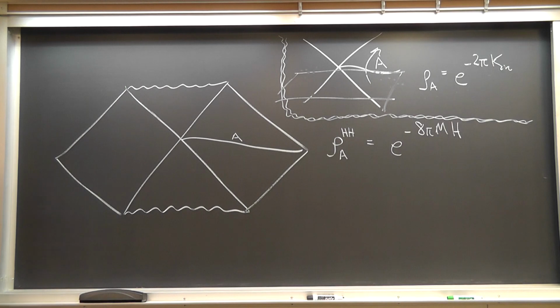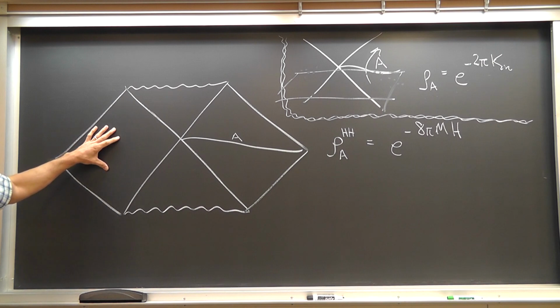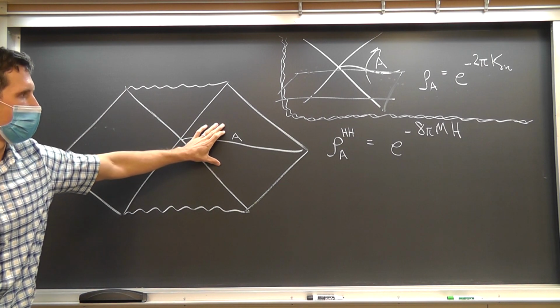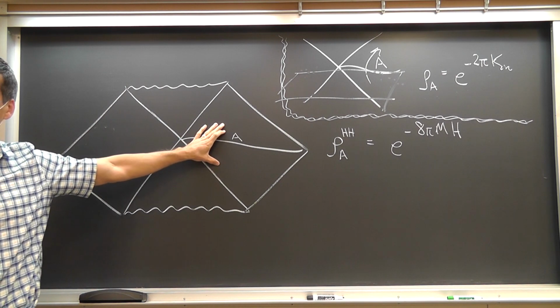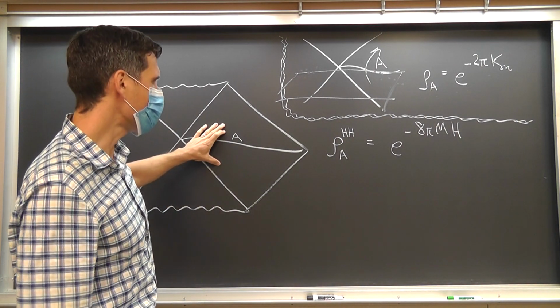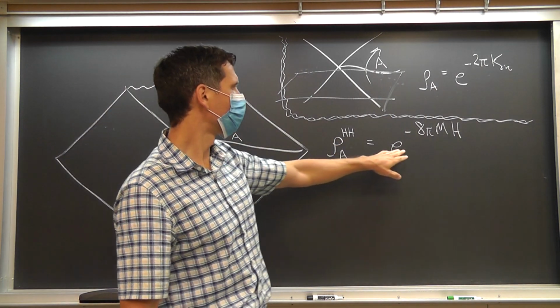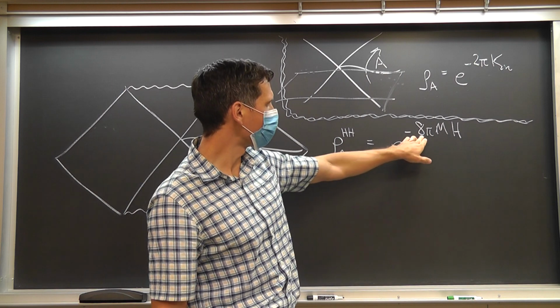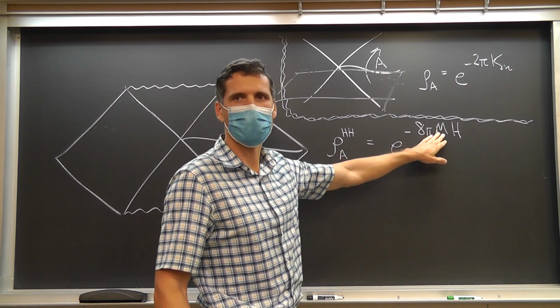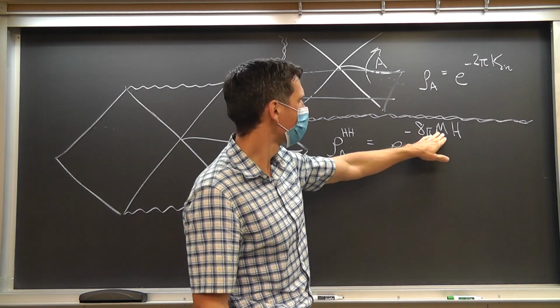Last time, we did the same thing for the eternal Schwarzschild black hole. So that's this picture. And it's just the same logic. What we showed was that the reduced density matrix in the outside of the black hole, region A here, in the Hartle-Hawking state is thermal. It has inverse temperature 8 pi m, which just came from the coordinate transformations.